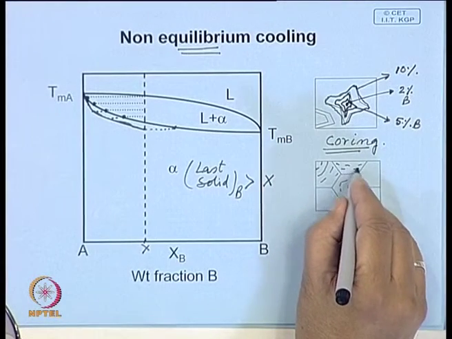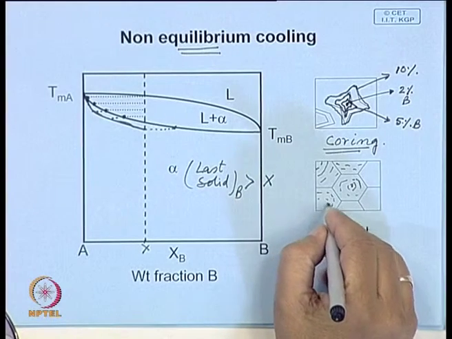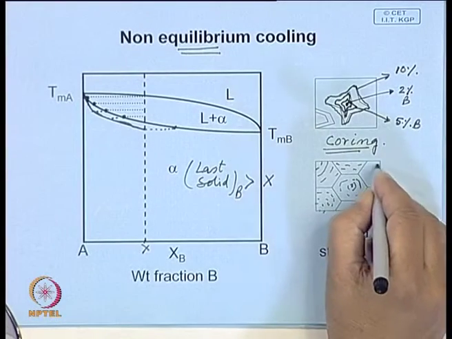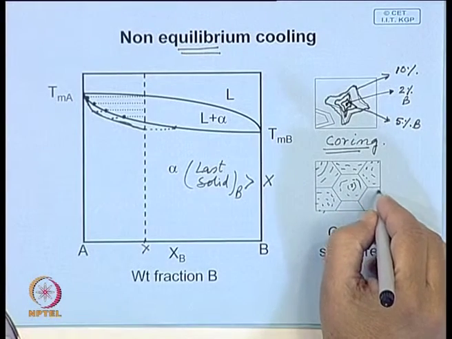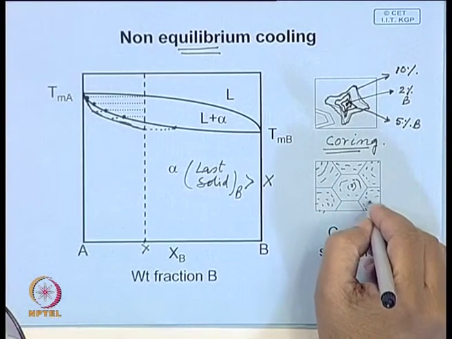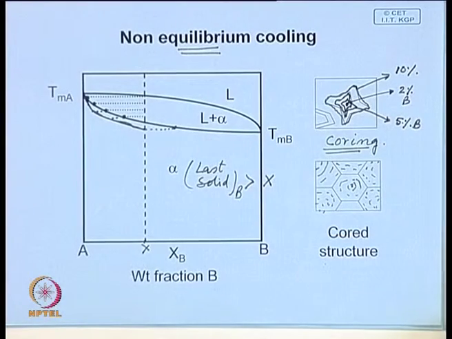Normally, if you look at the microstructure, you can see that different compositions will etch a little differently. So, you will get a gradation of contours, which basically represents non-uniform composition.